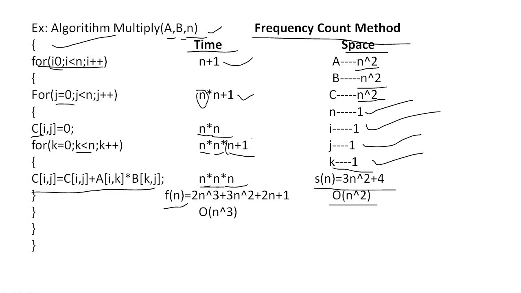So this time we will get 2n cube plus 3n square plus 2n plus 1. What is the order of this function? Highest degree is n cube. So the order of this is Big O of n cube. This is the time complexity and space complexity. This is how we can calculate the amount of space required and the amount of time required to complete the algorithm.